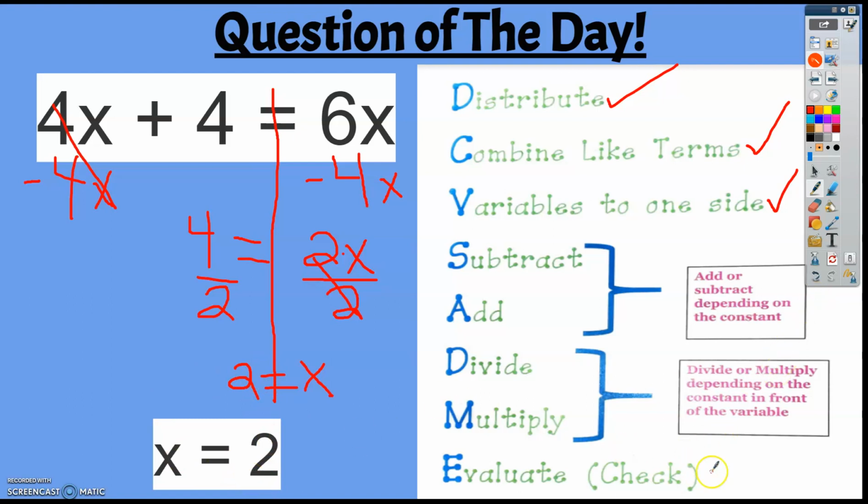Now, the last step is to evaluate or check. Would that work? Yes. If you went in here and you did 4 times 2, because x is now 2, 4 times 2 is 8, 8 plus 4 is 12, and then 6 times 2 is 12. Does 12 equal 12? It absolutely does. So this checks out. That is our question of the day, and this is solving multi-step equations with variables on both sides.